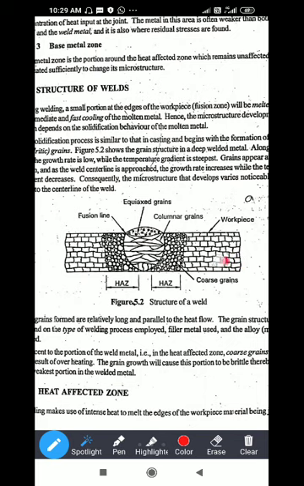So initially the workpiece had the microstructure this way, then due to the fusion and the mixing of the different metals, and the generation of the new microstructure, these types of grains are generated over here.